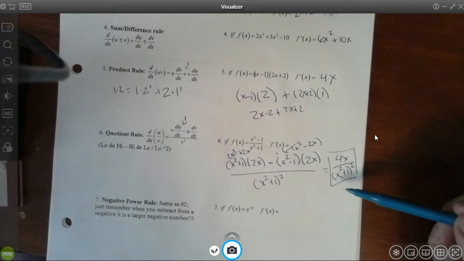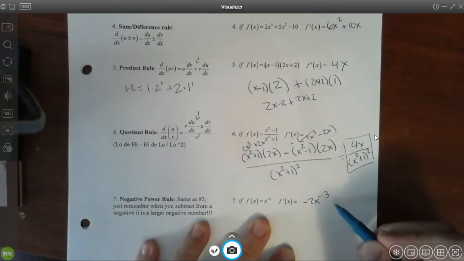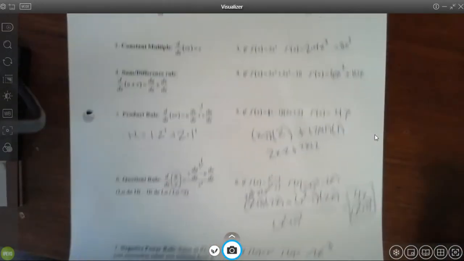The negative power rule down here is nothing different. It's just that kids forget how to subtract from a negative number. So that's why I threw these rules on here. You still bring down your power and subtract 1. But when you're subtracting 1 from a -2, it becomes -3. It does not become -1.